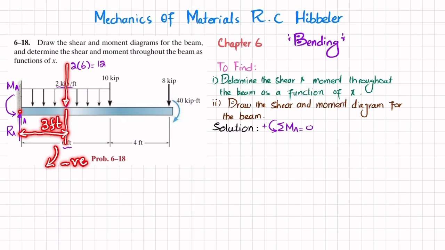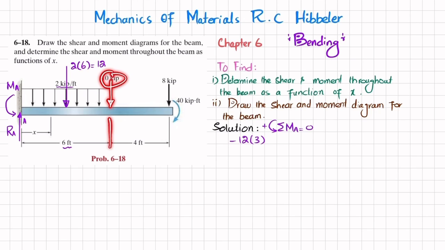So I will write 12 into 3 minus 12 into 3 minus 12 into 3. The second moment about point A is this 10 kips load into perpendicular distance, which is this 6 feet, and this is also clockwise, so it will be negative. So minus 10 into 6.